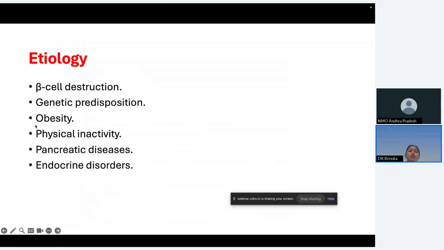What are the causes of diabetes? First of all, beta cells are producing insulin. Whenever the beta cells are destroyed, the insulin production is reduced. And genetic causes, obesity, physical inactivity, pancreatic diseases, endocrine disorders. Physical inactivity, we saw. Pancreatic diseases, we just saw pancreatitis and neoplasia. Endocrine disorders also we saw: Cushing syndrome, growth hormone, acromegaly, etc. We will be seeing diabetes mellitus.